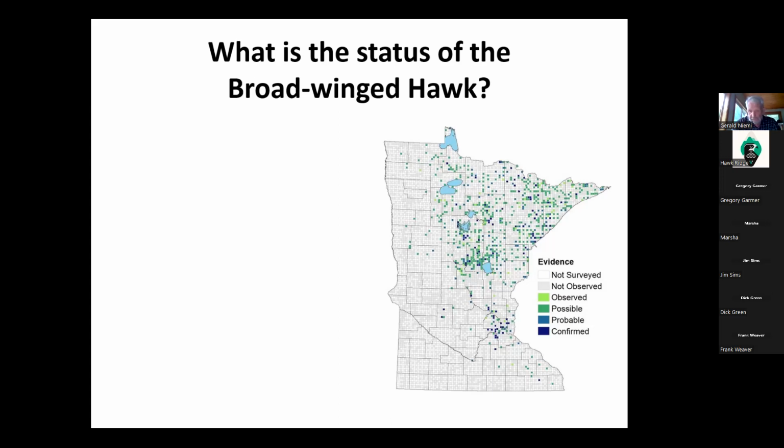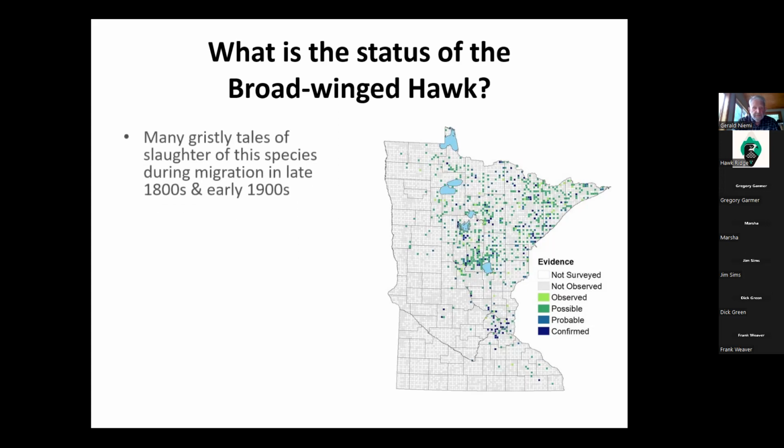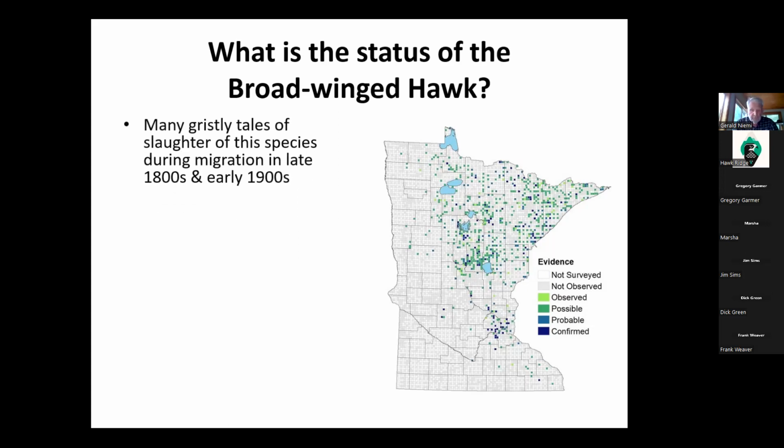Actually, a lot of intensive activity down in the Twin City area. They did a good job of both finding nests and finding birds in those areas, but it certainly is one of the dominant species in the forest.